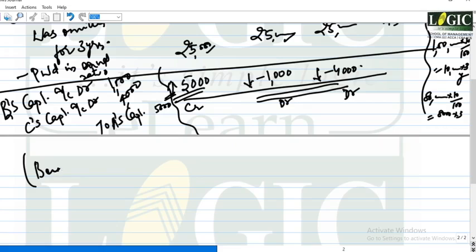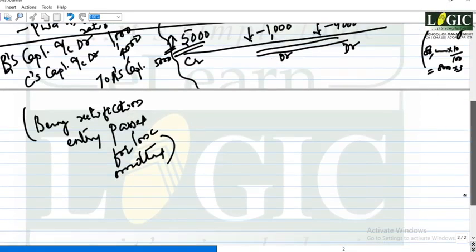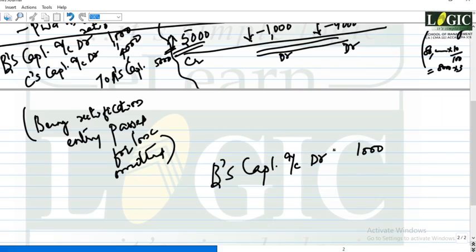Being rectification entry passed for accountancy omitted. So ultimately the journal entry turns out to be B's capital account debited 1,000, C's capital account debited.